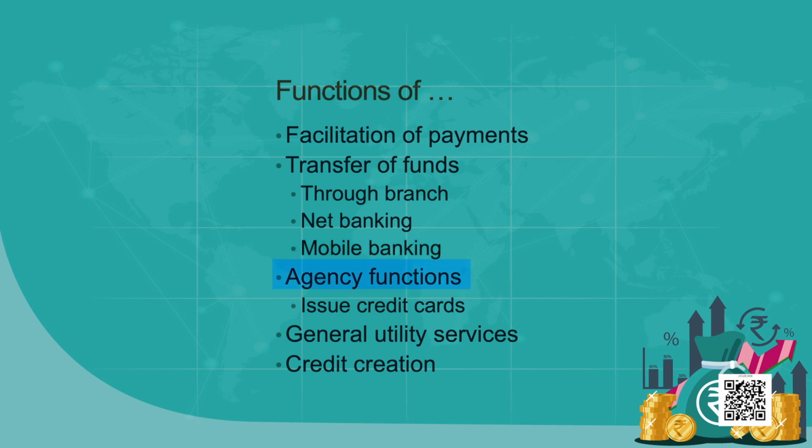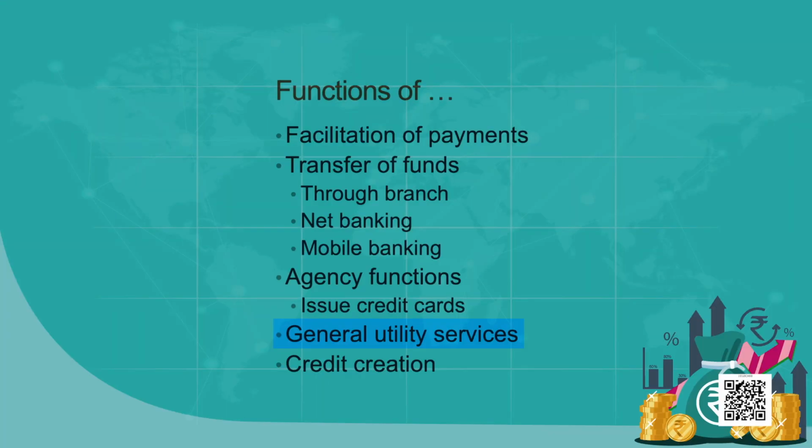Then there is the agency function. The banks also issue credit cards. Credit cards are generally issued by the bank, and they get commission for whatever transactions happen on the credit card. Then there are utility services. You can make payments of electricity charges, water charges, gas charges, and so on.